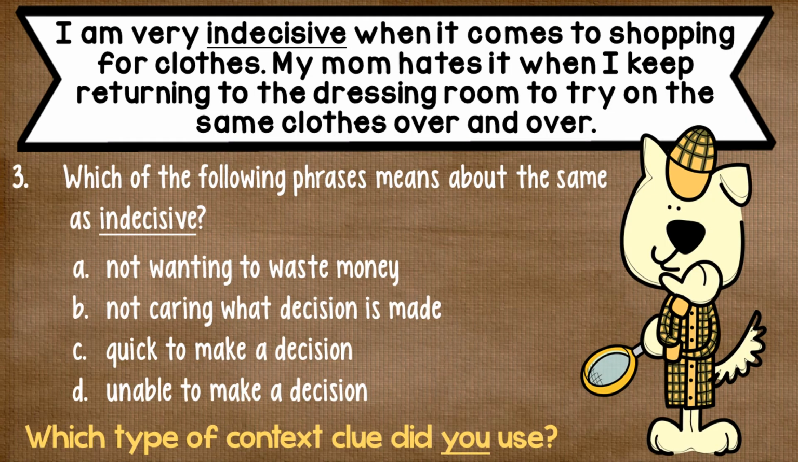I am very indecisive when it comes to shopping for clothes. My mom hates it when I keep returning to the dressing room to try on the same clothes over and over. Which of the following phrases means about the same as indecisive? A, not wanting to waste money. B, not caring what decision is made. C, quick to make a decision. Or D, unable to make a decision. Which type of context clue did you use?